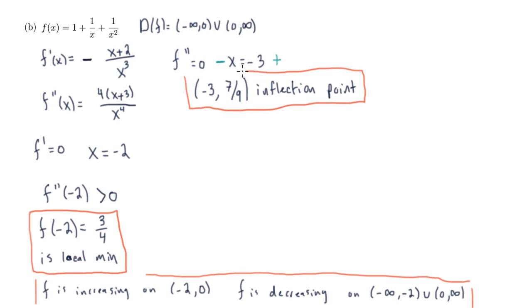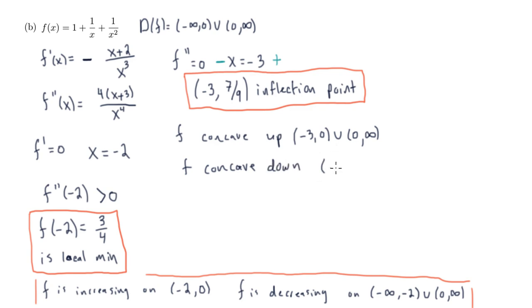And now this tells us some good stuff. So f is going to be concave up. Well, after negative 3, so even if I go to the other side of the vertical asymptote, so between 0 and infinity, if I plug in a positive number to the second derivative, it's going to be positive. So it's really concave up from negative 3 to 0, and then also from 0 to infinity. And then it's concave down basically to the left of negative 3. So negative infinity to negative 3.